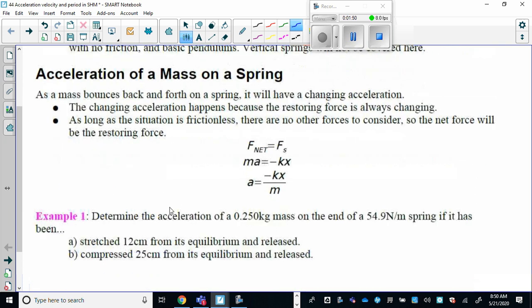Here's the formula that we're going to use for the acceleration of a mass on a spring. It's just a derived formula. The net force simply equals, since gravity is not a concern, the restoring force, and therefore ma equals negative kx, and that formula can be manipulated to give you this. The acceleration of a mass on a spring is negative k times the displacement, the distance that a spring is compressed or expanded, divided by the mass.